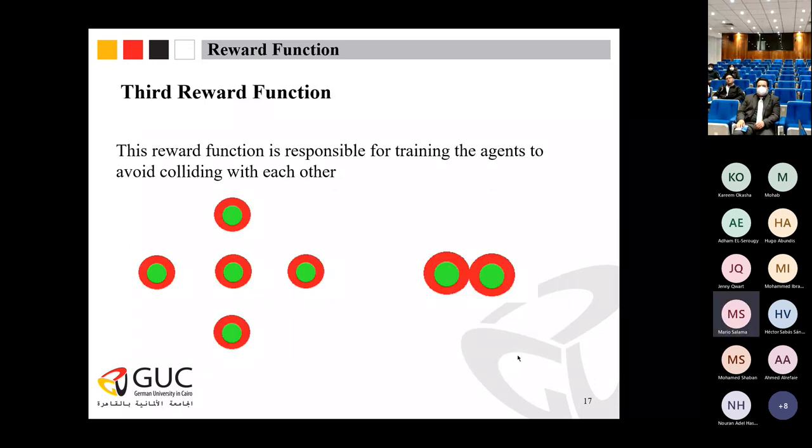Thirdly, the third reward function is used to train the policy to avoid collision within the flock. Each step, the distance between every agent and the other agents is calculated. If they are within a dangerous range from each other, which I specified to be 400 millimeters, a negative reward of -10 is returned.